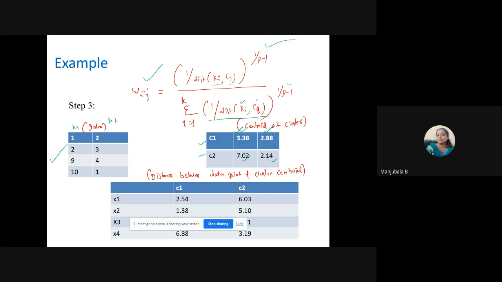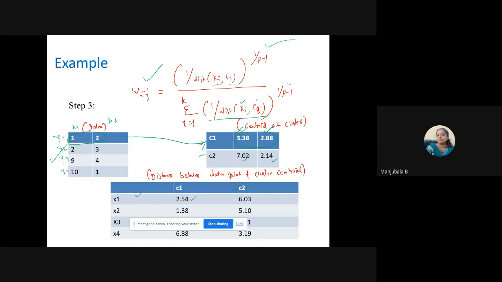So what is the distance between data point 1 with respect to cluster 1? And what is the distance between data point 1 with respect to cluster 2? So these are the centroids. This is the data point 1, 1, 2, and these are the values, here this is 3.38, 2.28, cluster C1. So you apply the Euclidean distance formula, you will get the distance 2.54 between this and this cluster C1. Similarly, for the points x1, x2, x3, x4.